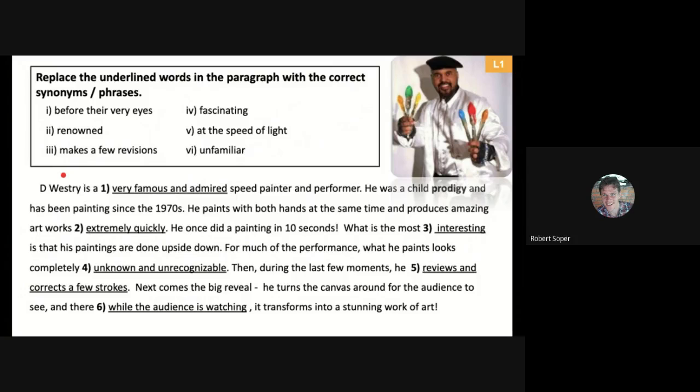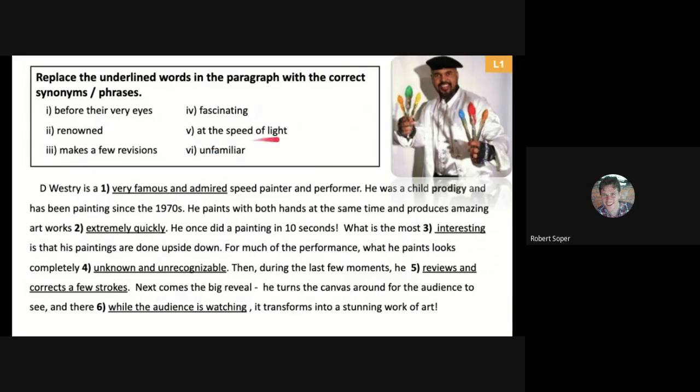Okay, so let's go to the start of this paragraph. D. Westry is a renowned speed painter and performer. He was a child prodigy and has been painting since the 1970s. He paints with both hands at the same time and produces amazing artworks at the speed of light.